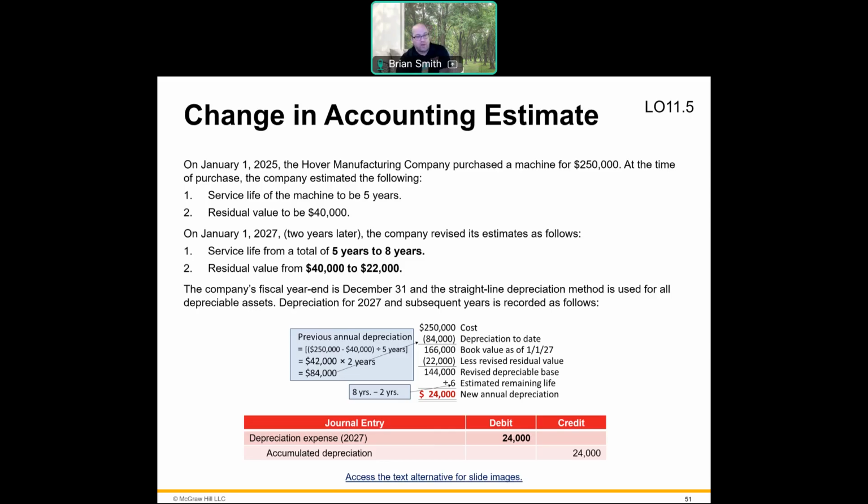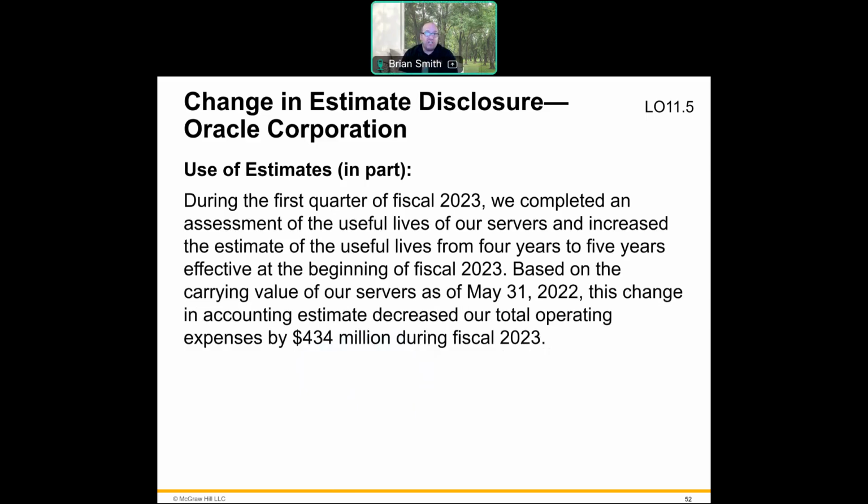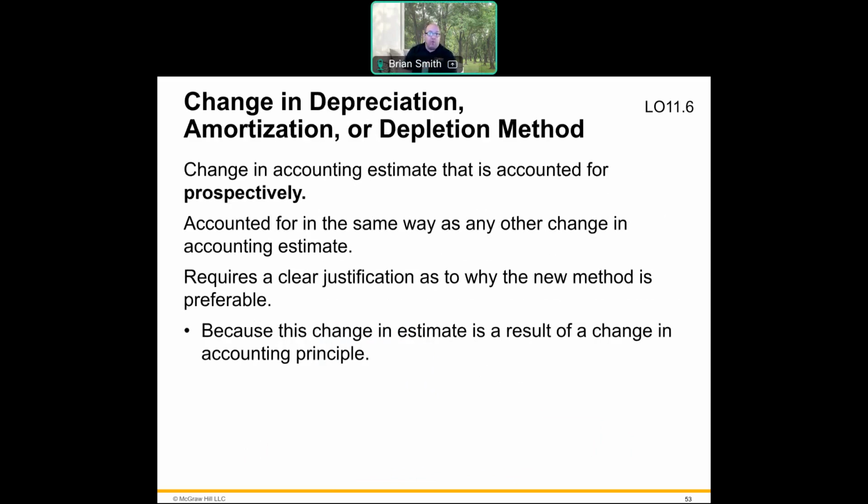Again, if you took my class in 111 or 112, we did a whole memo on this situation, but that's how we handle it. Change in estimate disclosure: you need to let people know you had situations where you've changed your estimates. Same with depreciation, amortization, or depletion. You change it prospectively and inform the general public through your financial statements.